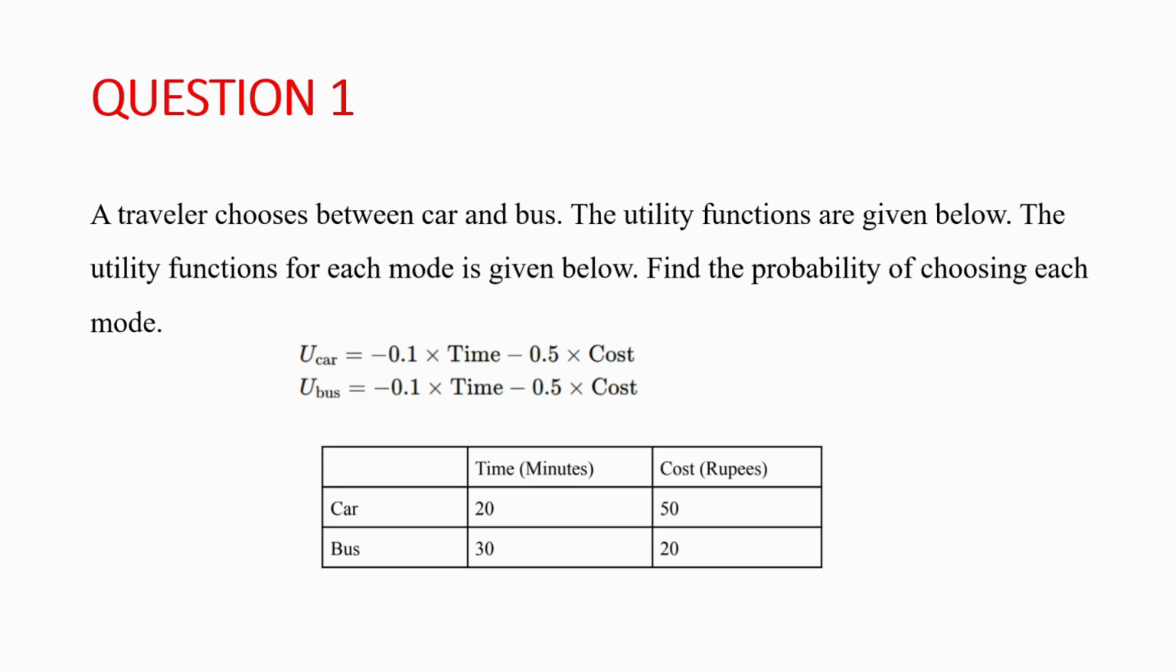In the logit model, what we are going to find out is the probability of choosing a particular mode over the others. When you say mode, in transportation we have different modes of transport. It can be car, bus, transit, train, or simply walking. So these are all different modes of transport.